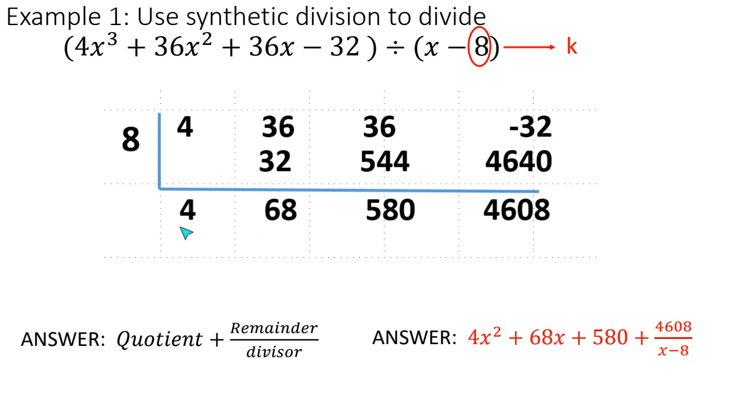And now for our quotient, since our dividend had a power of 3, when we write our quotient, we're going to go 1 less power. So this 4 would be the coefficient for x squared. Again, notice that we had x cubed, so we go 1 less, 4x squared, plus 68x, plus 580, plus our remainder, 4608, divided by our divisor, x minus 8. Any questions? Again, we have a couple more.